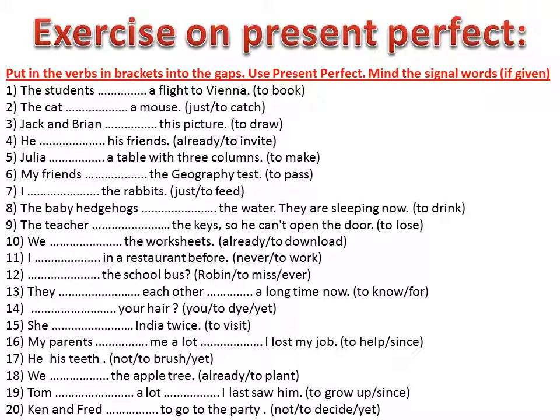The present perfect tense. Let's revise the most important uses of the present perfect tense. Number 1. Actions which started in the past and are still continuing. For example, he has lived in Canada for 5 years. It means that he started living in Canada 5 years ago and he is still living there now.